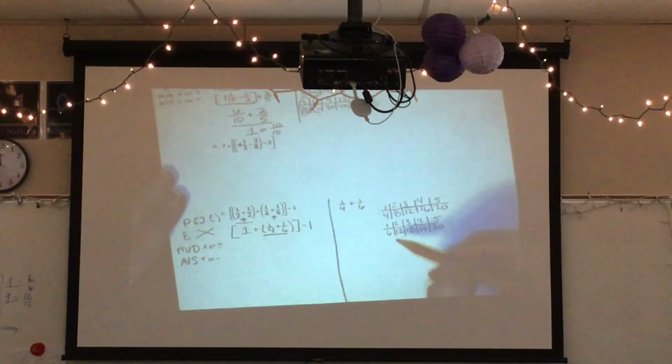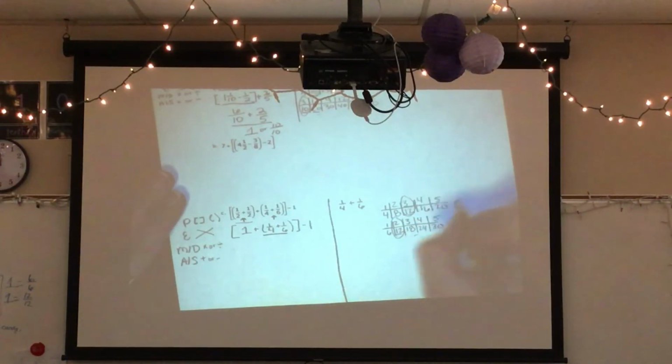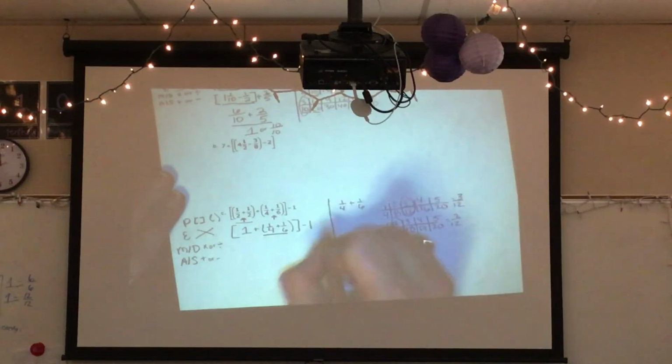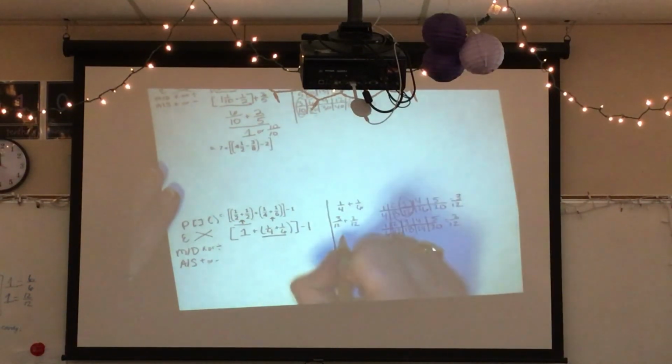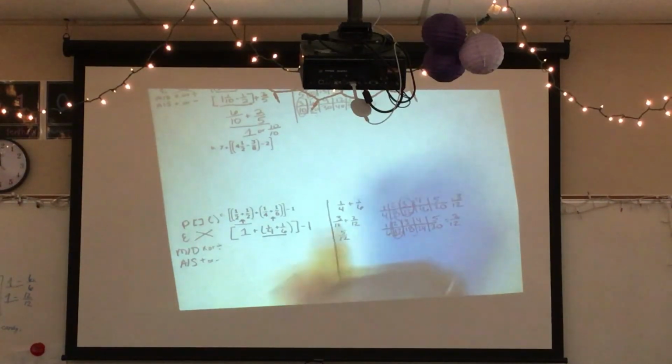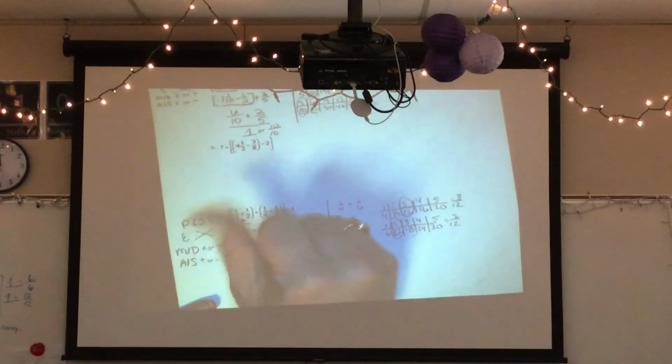Do I have a 4 down here? An 8 down here? 12, yes. 16? No. 20? No. So my common denominator is 12. So 1/4 is equivalent to 3 twelfths. 1/6 is equivalent to 2 twelfths. 2 plus 3 is 5, okay. So I'm replacing this with 5 twelfths.